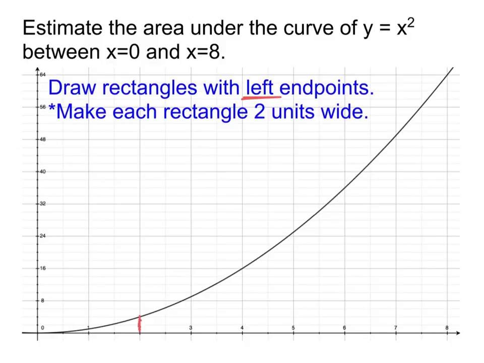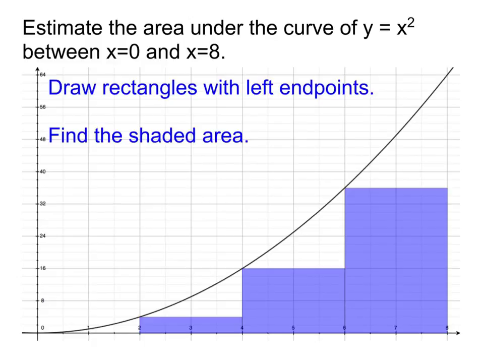So I can go to 2 here, and I could draw a rectangle starting there. Notice that's 2 units wide. That's what we happen to be choosing to do here. And the endpoint is at the left side of the rectangle, hence why we call that a left endpoint rectangle. And we can do that every 2 units here in order to come up with some sort of a way to estimate this area. And so our rectangles would look like that.